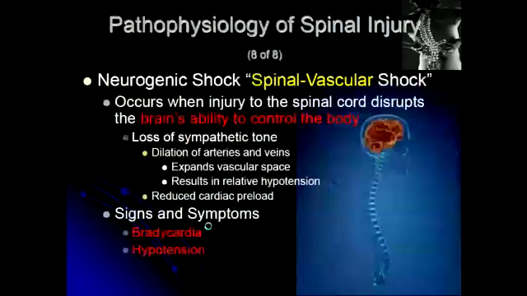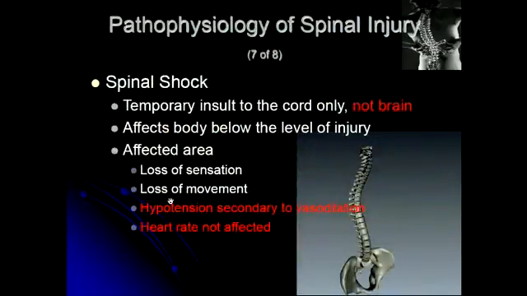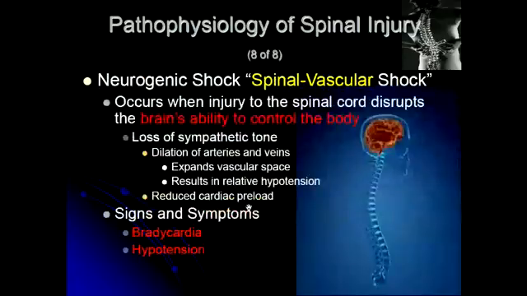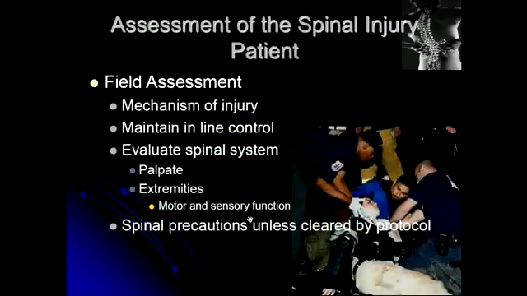So going back one slide, spinal shock is hypotension plus normal heart rate. Spinal vascular or neurogenic shock is hypotension plus bradycardia. And typically when you treat these things, you have to treat both, which we'll talk about in a little bit. From a field assessment point of view, this is all something everybody's been through. It's important that the field understands the mechanism of injury and relays this to the physicians to maintain inline control. It's okay to evaluate the spinal system as long as you maintain inline control.